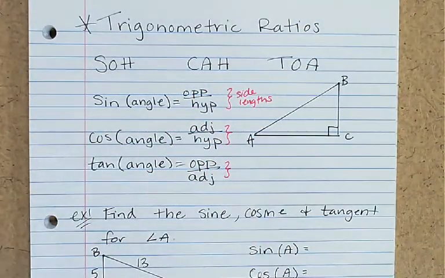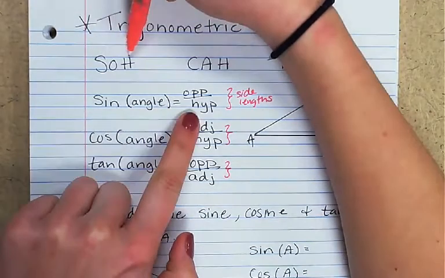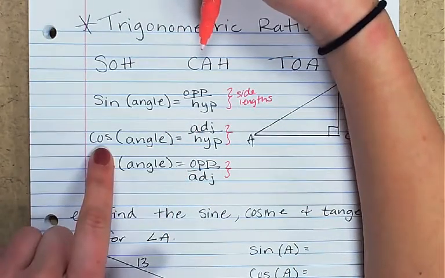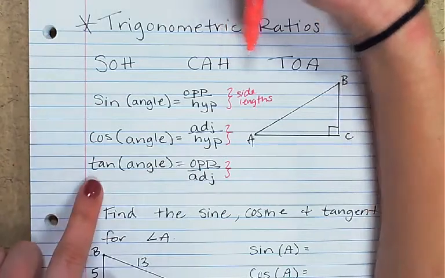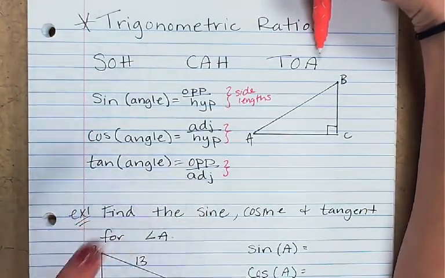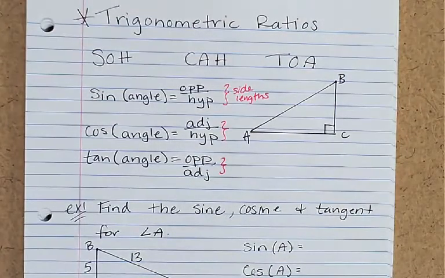The way that I remember it is sine is the opposite over the hypotenuse. That's what the SO stands for. Cosine is adjacent over hypotenuse. And tangent is opposite over adjacent. Now, your opposite and your adjacent are going to depend on which angle is your reference angle.